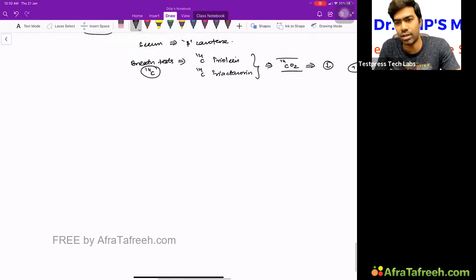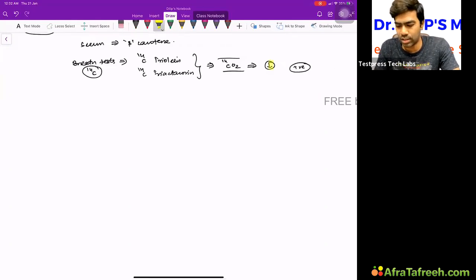I told you the basics already. If you can't absorb, you can't eliminate through the breath, which means you are actually losing a lot of this fat in the intestine itself, in the stools itself. So there's little possibility of this carbon being absorbed and eliminated as carbon dioxide in the lungs. So if you have reduced carbon dioxide in the lungs from C14-labeled compounds, in that setting you can think about fat malabsorption.